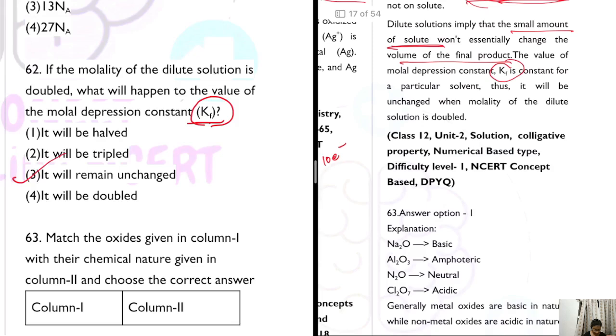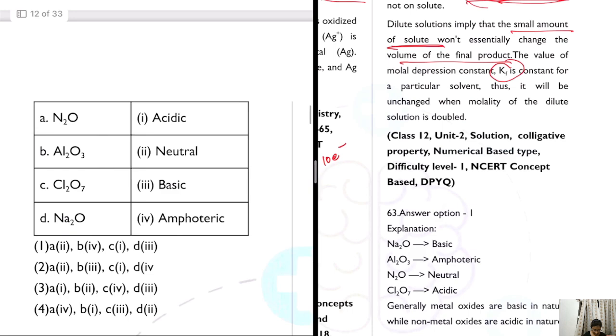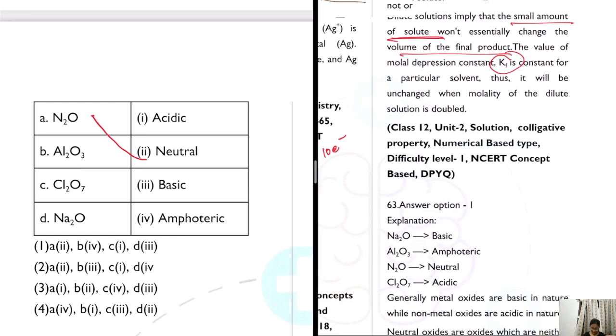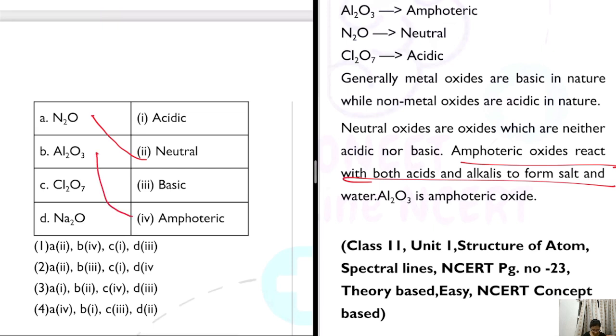The next question is match the oxides. Let's see. N2O is neutral, because neutral oxides are neither acidic nor basic. Amphoteric oxides react with both acids and alkalis to form salt. So Al2O3 is an amphoteric oxide.